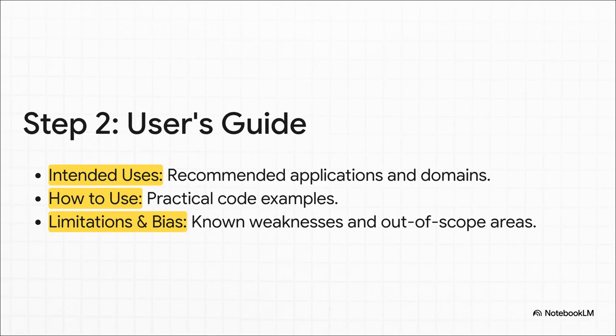It starts with intended uses, making it clear what problems the model was built to solve. The How to Use section is awesome. It gives you actual code snippets to get it up and running fast. But honestly, the limitations and bias section might be the most important part.